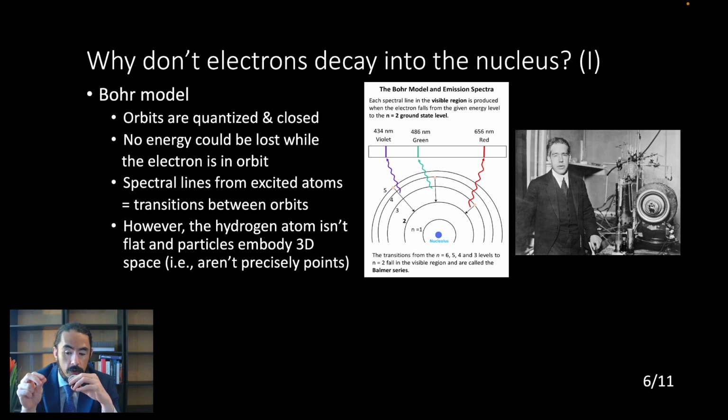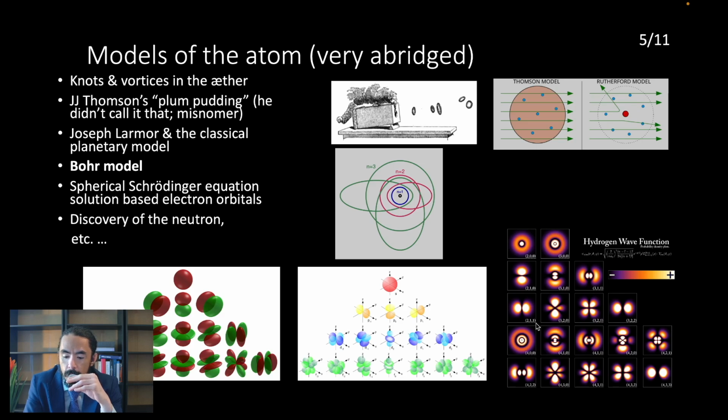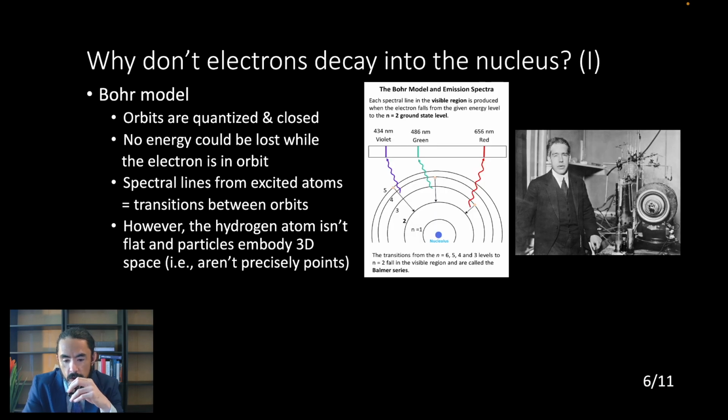And the particles in the Bohr model of the atom are assumed to be point-like. However, truly subatomic particles, such as electrons and protons, do embody 3D space. And so they do have volume, and that is to say they aren't points in the precise sense of the term. So this is a problem that is also underlying the non-relativistic solutions of Schrodinger's equation, which come up with the probability density functions. Oh yeah, also in this picture it says that the electron is falling from the given energy level to the n equals 2 ground state level.